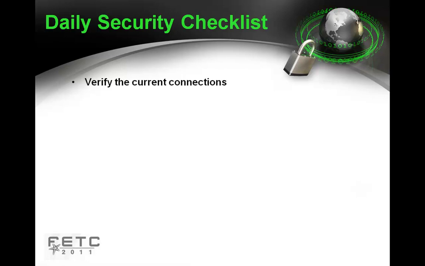Let's look at the daily security checklist. You always start off the day with a cup of coffee, and then verify your current connections. As you sit down, what are the connections coming into your firewall? What are the connections going out? That's really important. Look at the network traffic statistics and the amount of traffic. You're not just worried about connections coming in, but are you seeing a big glut of a certain type?